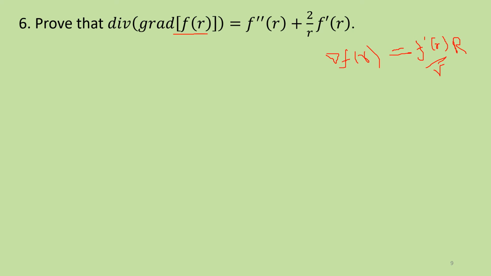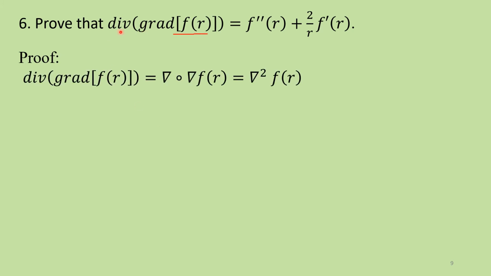Similarly here it is div of grad of f of r. We can use this result. So that is nothing but f double dash of r plus 2 by r times f dash of r. So taking the left hand side, div of grad of f of r is nothing but del dot del of f of r, that is del square of f of r. Del square means the Laplacian operator ∂²/∂x² plus ∂²/∂y² plus ∂²/∂z² operating on f of r. So we have to differentiate f of r partially with respect to x, y, z twice.